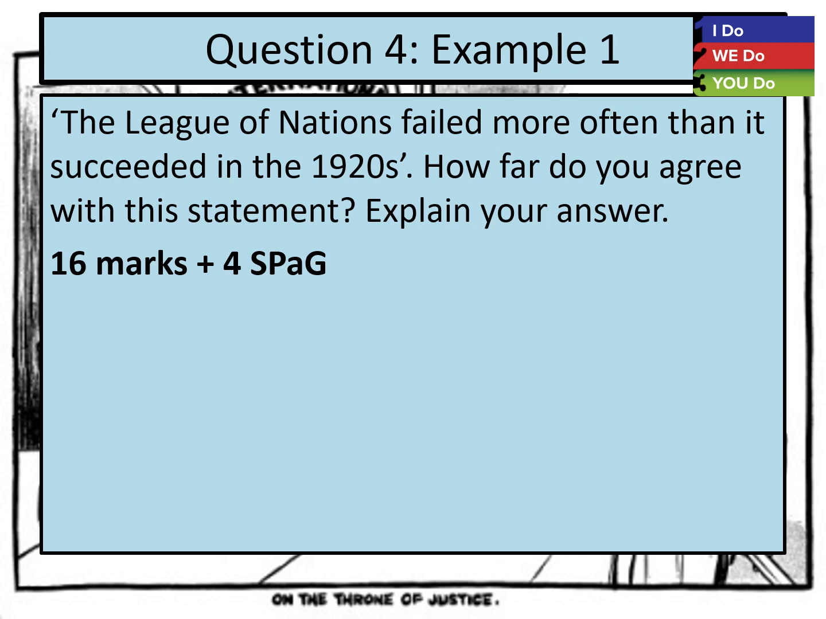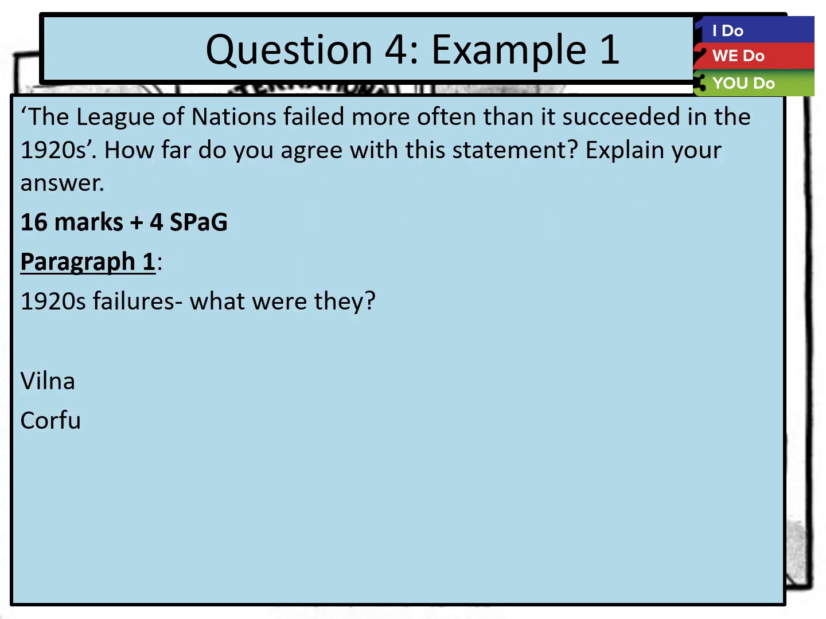for this particular question? If I were going to answer this question, I would have my first paragraph based on those failures in the 1920s, because the question is saying the League of Nations failed more often than it succeeded in the 1920s. So it makes sense to look at 2 of those key failures from the 1920s. It gives you plenty to talk about as well in that first paragraph. So what you'd be doing is you'd be talking about the events in Vilna and the events in Corfu. Now, if you did the other question, the optional question on question 3, the one that was on the 1920s, you'll already be an expert on this and you'll be really well away with this first paragraph.